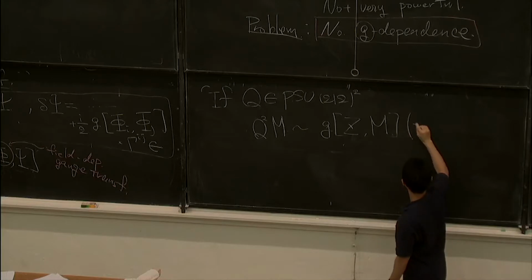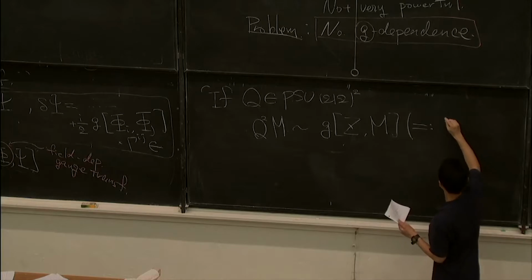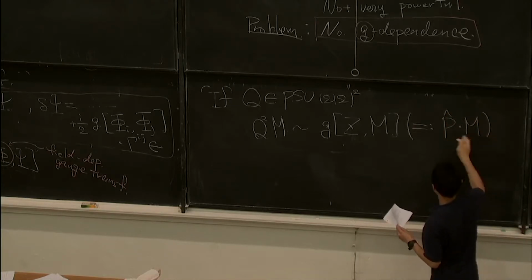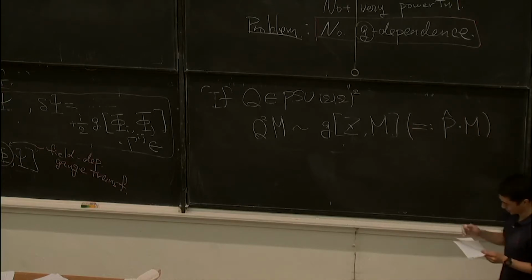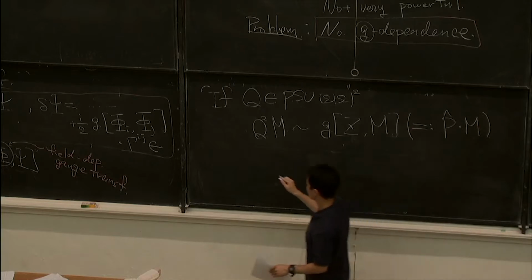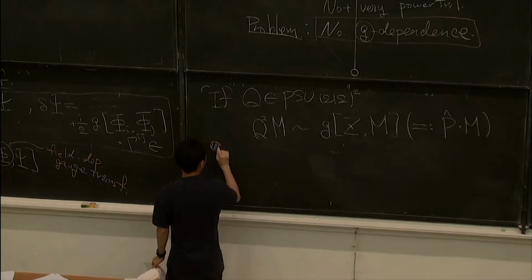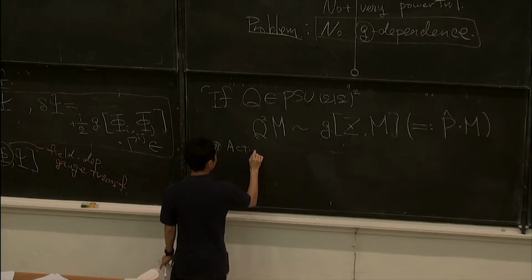And let's denote this right-hand side as the action of some operator on the magnon. Of course, this is just a gauge transformation, as I was talking about. And let's consider what happens if I act with this generator P hat.